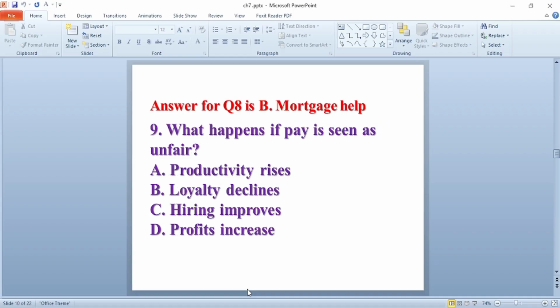Question number 9. What happens if pay is seen as unfair? A. Productivity rise. B. Loyalty declines. C. Hiring improves. D. Profits increase. The answer for this one is B. Loyalty decline.